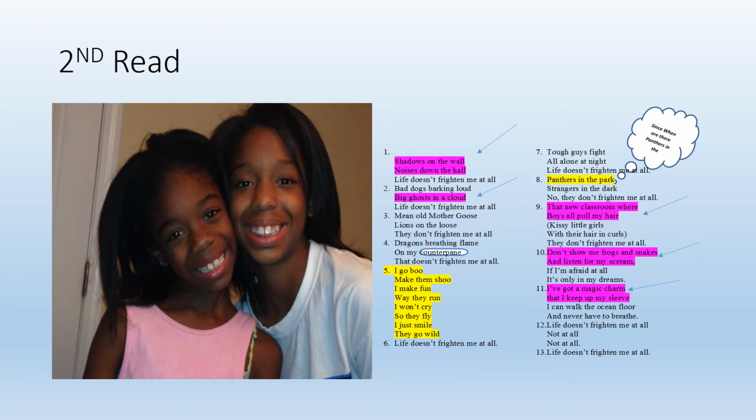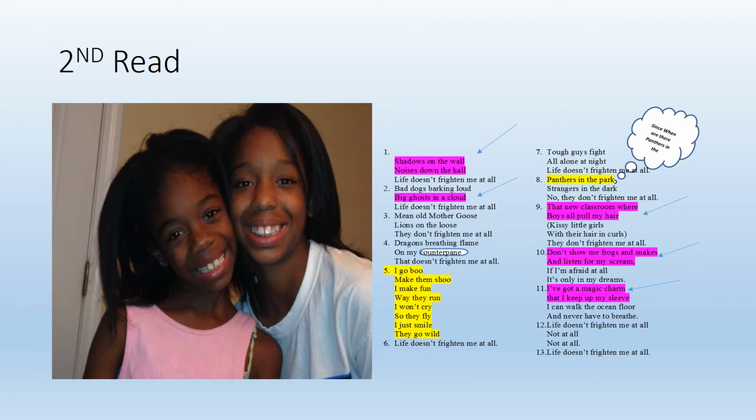Many students believed that little girls are scarier in nature and therefore would be scared of shadows and noises, as well as ghosts. These students also pointed to stanza 9 that reads, "That new classroom where boys all pull my hair." Clearly for some students this was written for a girl because the girl is referring to boys that pull their hair.